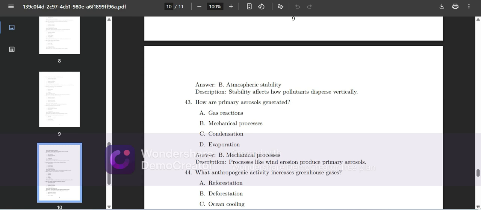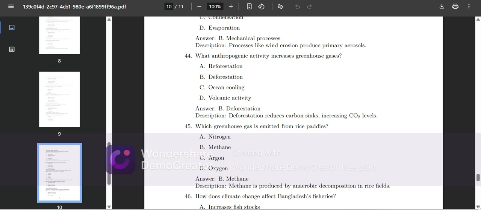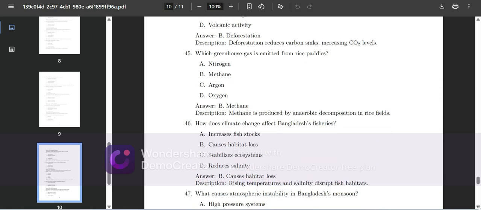Anthropogenic activity increases greenhouse gases. Deforestation reduces carbon sinks, increasing carbon dioxide levels. Greenhouse gases are also emitted from rice paddies as methane. Methane is produced by anaerobic decomposition in rice paddies.